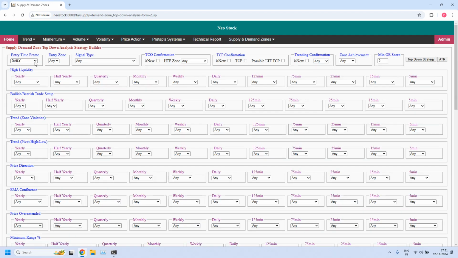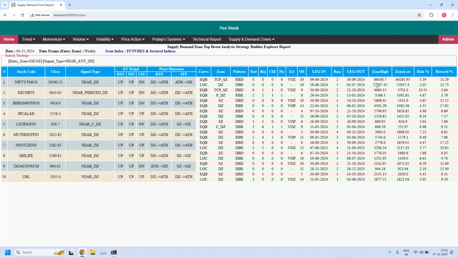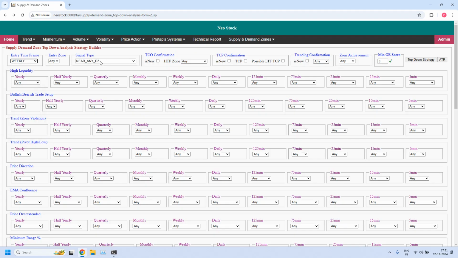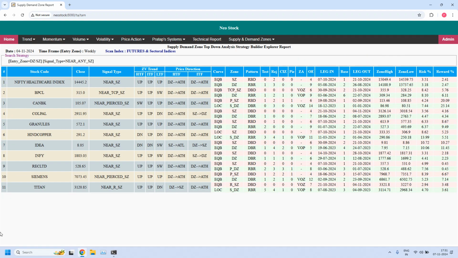Okay, next time frame is weekly. Let us find the stocks near weekly demand zone. 10 stocks are filtered. Next weekly time frame, let's find the stocks near to the weekly supply zone. 11 stocks are filtered.